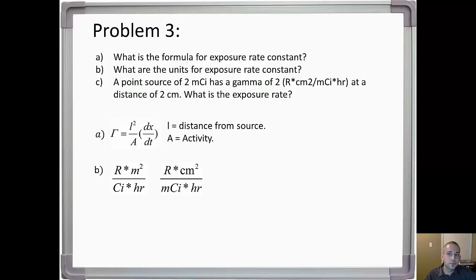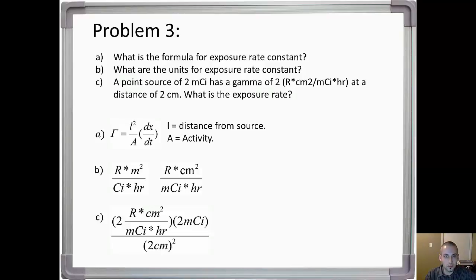Okay, so now a calculation. Let's say you have a point source of 2 millicurie. It has a gamma or exposure rate constant of 2 Roentgens per centimeter squared over millicurie per hour at a distance of 2 centimeters. What is the exposure rate? Here you're basically just rearranging the formula. You have your distance, you have your activity, you have your gamma. So just calculate your exposure rate with the formula given in A. You should get a value of 1 Roentgen per hour. Nothing too difficult there, just a simple rearranging of the formula.